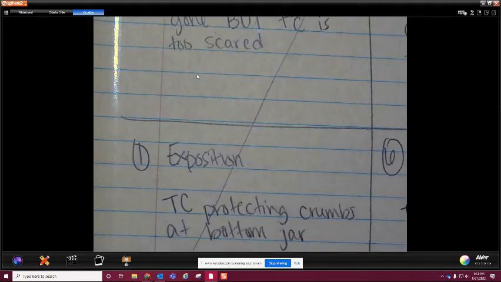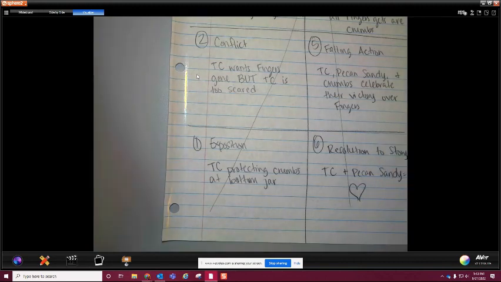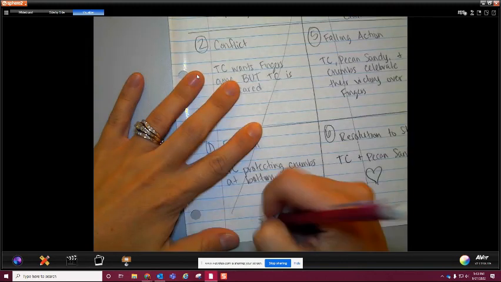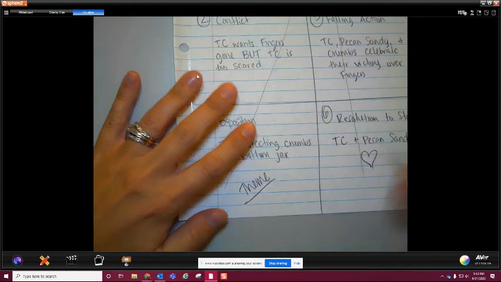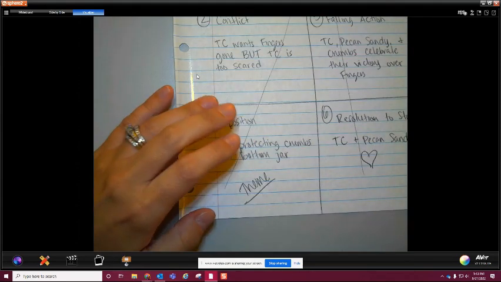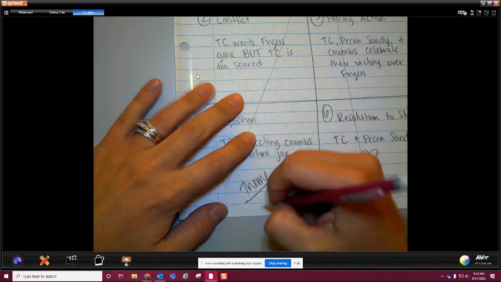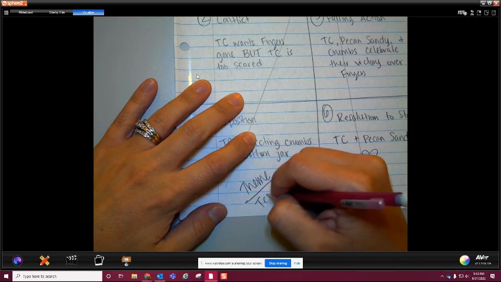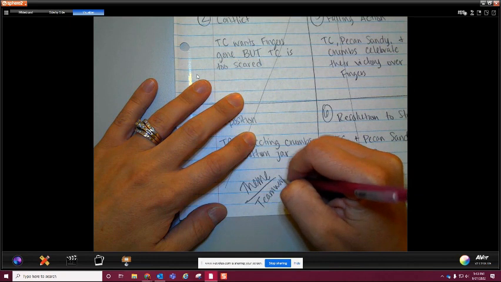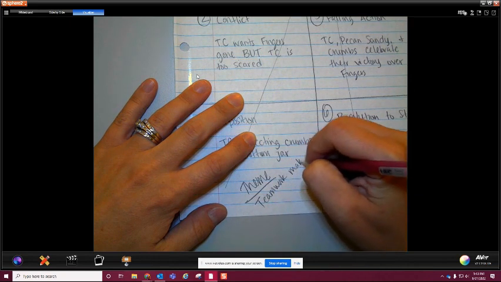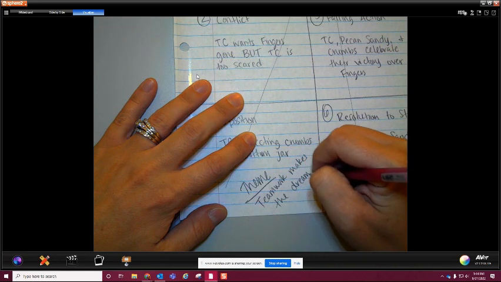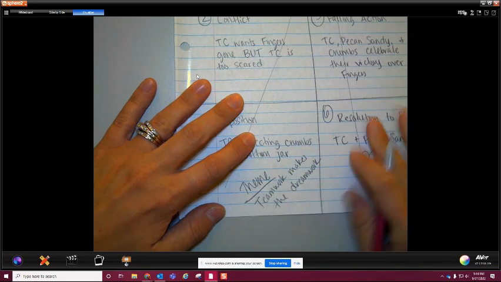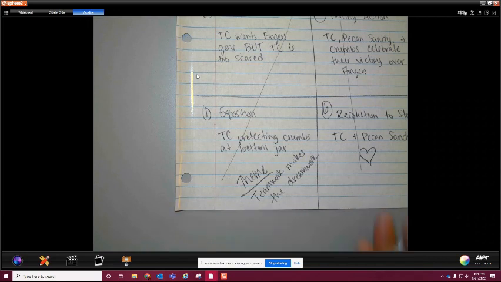But somewhere on this piece of paper, I'm going to have you write the word theme. I'm just going to do it down here at the bottom. So I'm going to write the word theme, and then I'm going to write down a theme that I think represents it. If yours is the same, great. If yours is different, that's fine too. So I'm going to write teamwork makes the dream work. Okay, so make sure you have your theme on there.